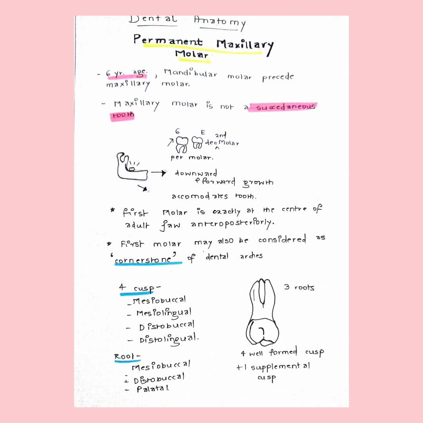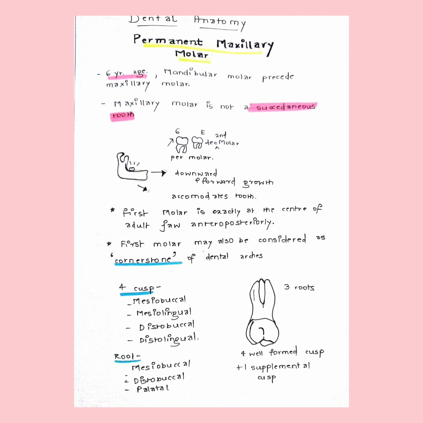This video is about the anatomy of the permanent maxillary first molar. The maxillary first molar erupts at around 6 years of age, but mandibular molars always precede, that is, erupt before maxillary molars. The maxillary molar is not a succedaneous tooth, that is, it doesn't replace any tooth. It erupts along the distal surface of the deciduous second molar, as you can see here in the picture.